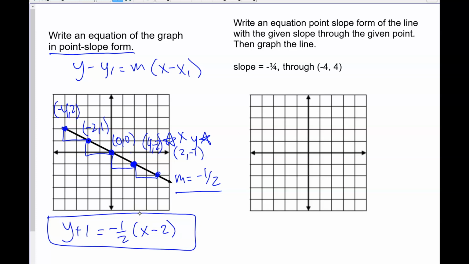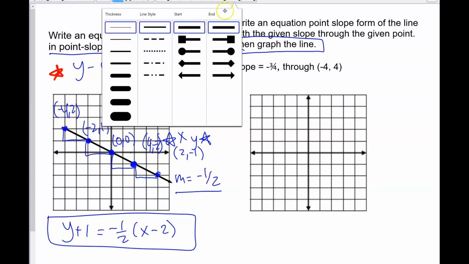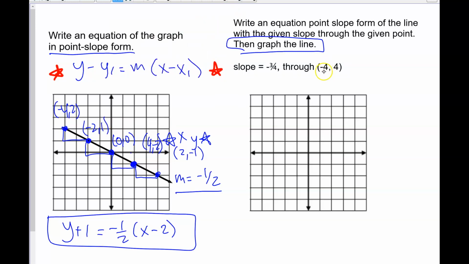The second one over here says to write an equation in point-slope form of the line with the given slope through the given point, and then graph the line, okay? Graph the line. So if I want to write the equation in point-slope form, I'm going to use my point, my x and my y, and my slope to do this. So y minus, it's a positive value, so minus 4 is equal to negative 3/4, and then times x, and in this case it's a negative number, so minus and negatives are like adding, so it'd be x plus 4. So there's my equation in point-slope form, okay?